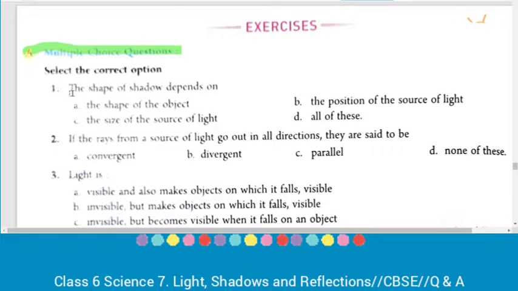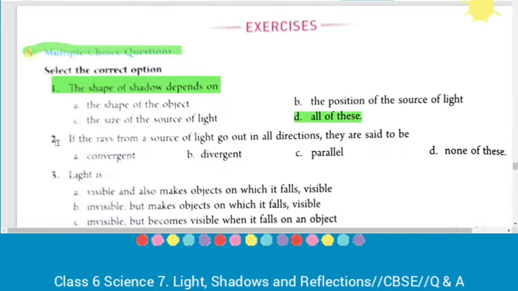Select the correct option. First question is, the shape of shadow depends on shape of the object, position of the source of light, the size of the source of light, all of these. Answer is all of these because the shape of the shadow depends on shape of the object, position of the source of light and size of the source of light.